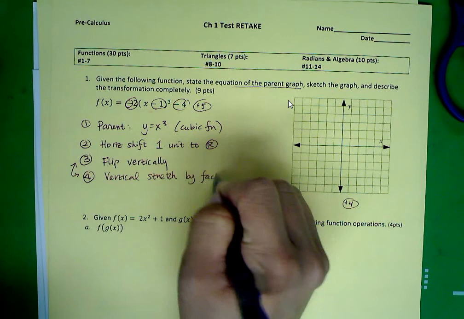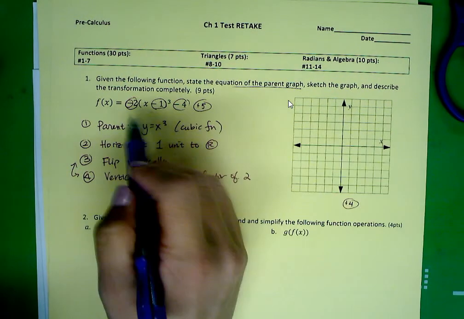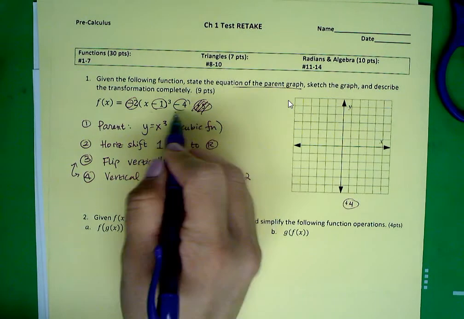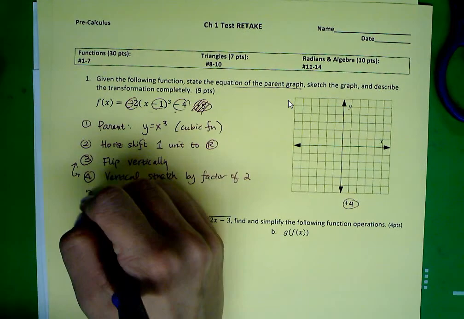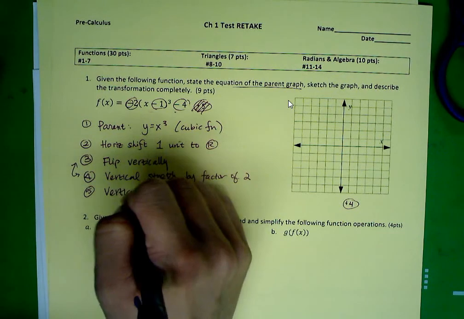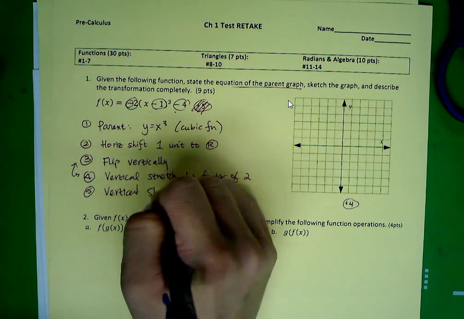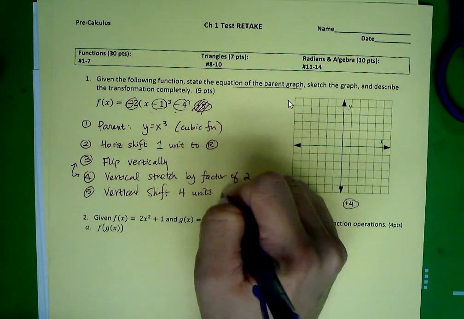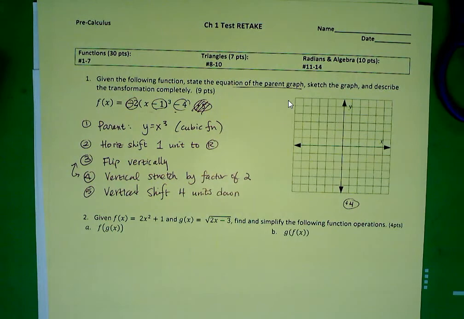And then lastly, okay, this is confusing. Lastly, what does this do? Okay, so what kind of shift is it? Vertical shift, right? 4 units. It's minus, so it actually goes down. Okay, so those were your 5 points. All right? I usually put a check mark next to it if you got it.